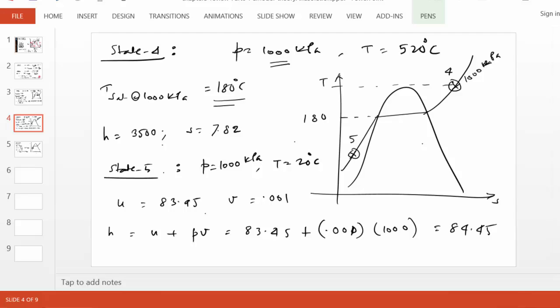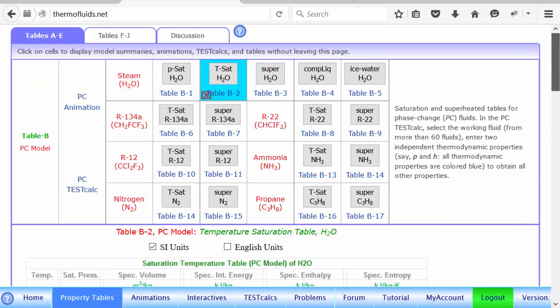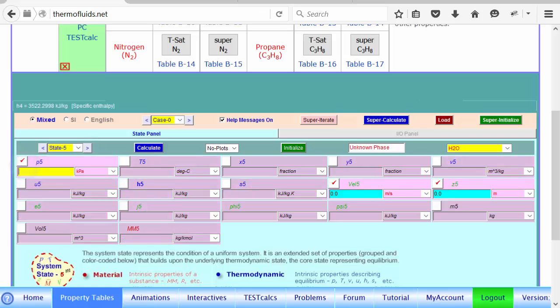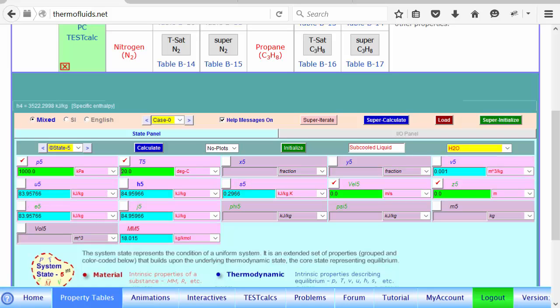If you want to verify, verification is always the same way. We can go to our test calc, state 5, 1000 kPa, and temperature was 20 degrees Celsius. Notice the phase has been found as part of the solution, subcooled liquid, and enthalpy is found about 85, pretty close to what we got, and all other properties are displayed here.